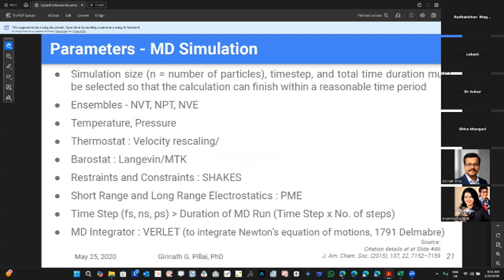So now, what are these parameters? One is the simulation size. How many atoms do you have? Now, if you say you have 100 amino acids, each amino acid has atoms. So we could say maybe around 3,000 atoms. But on top of 3,000 atoms, you're adding water molecules as well as ions, which might come to 20,000 or 10,000 atoms. Then you need to know the time step.